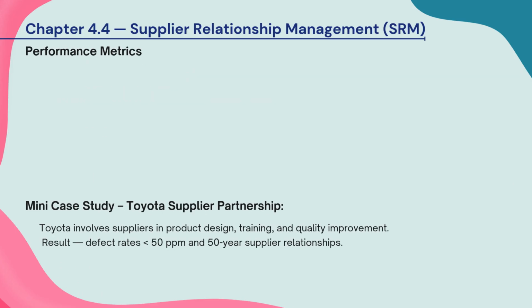This slide presents key performance metrics for suppliers covering quality, cost, delivery, innovation, and sustainability. For example, Toyota collaborates closely with suppliers on product design, training, and quality initiatives. This approach has resulted in defect rates below 50 ppm and long-term partnerships lasting up to 50 years, demonstrating the value of effective supplier performance management.